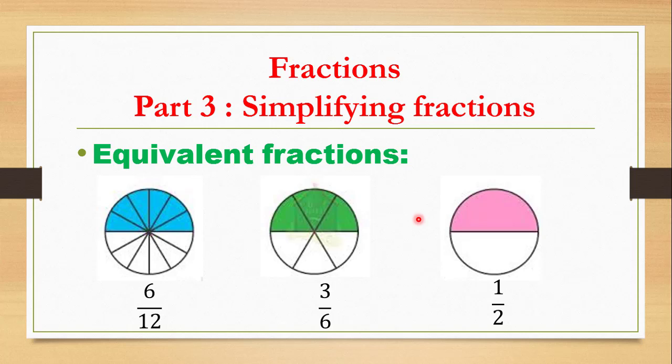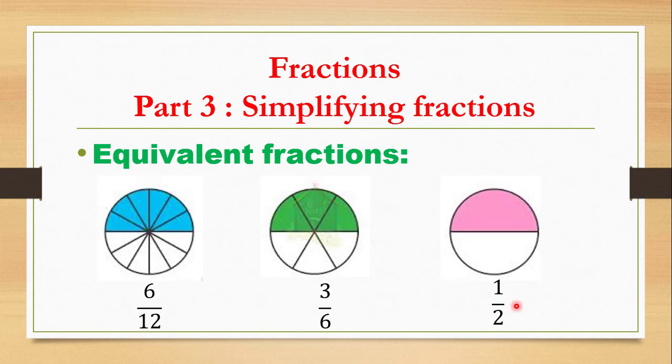So 6/12 is the same as 3/6 and the same as 1/2. 1/2 is the simplest form because it has the smallest numbers, 1 and 2. Here we have 6 and 12, 3 and 6, and here we have 1 and 2. Okay, so this is the simplest form.